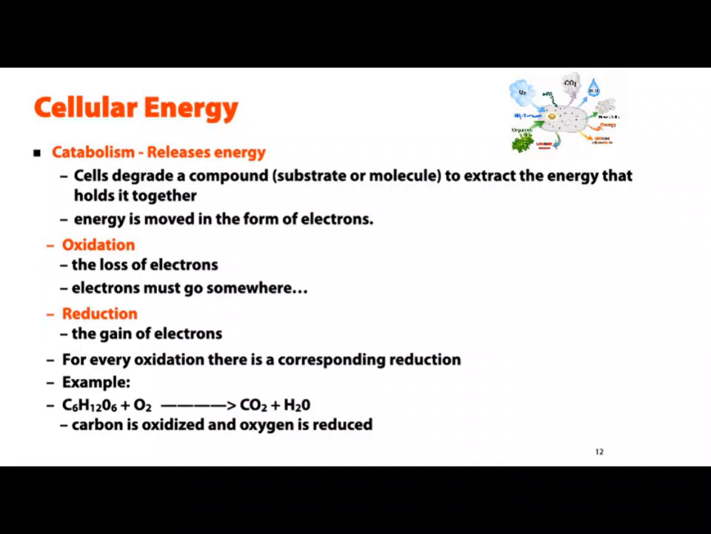Catabolism releases energy, and it does so by oxidation reactions, which is a loss of electrons. And for every oxidation, there's an offsetting reduction. So basically, and I've said this earlier, so I'm not going to belabor the point, electrons are moving along. And for every oxidation, there's an offsetting reduction.